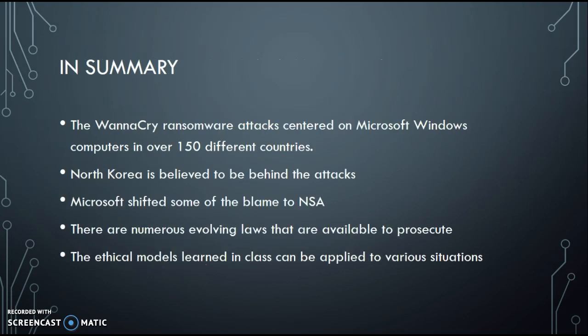In summary, the WannaCry ransomware attack centered on Microsoft Windows computers, and the computers were affected in over 150 different countries. As per a White House briefing, it's believed that North Korea was behind these attacks. And not only was Microsoft part of the blame, but it also appears that the NSA had something to do with the vulnerability that was taken advantage of. And as I mentioned previously, there are a lot of laws that have been created specifically to help deal with these kinds of attacks and can be used to prosecute in a court of law.